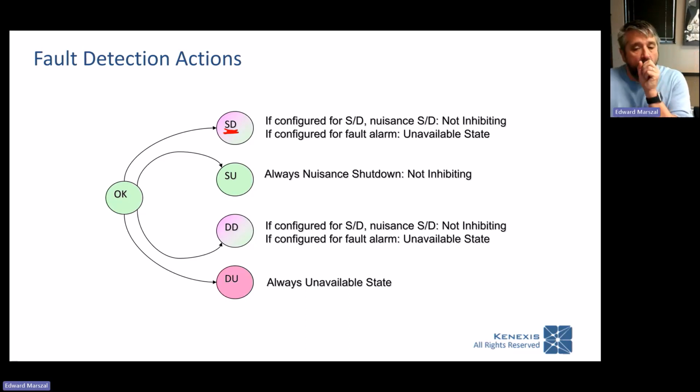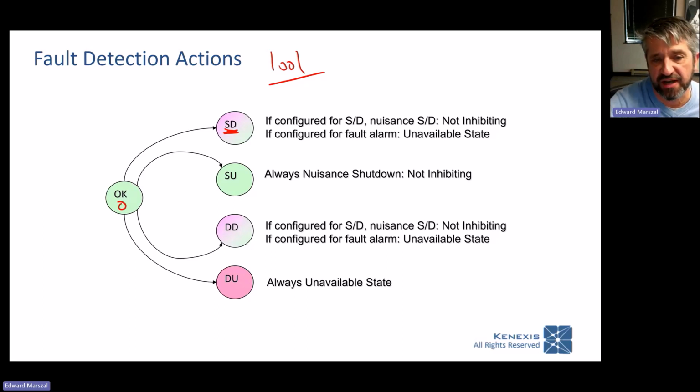What you're looking at here, those of you that are aficionados of SIL verification calculations, can see that I've drawn you a Markov model where I have my state 0 is an okay state, and this is for a 1 out of 1 device. I can fail to a safe detected state, I can fail to a safe undetected state, a dangerous detected, and a dangerous undetected. Now, you'll see that dangerous undetected is always red. It's always dangerous. I'm always unavailable. Your safe undetected means you're going to do a spurious trip. It's always going to be a nuisance shutdown. It's always going to be a spurious trip. It will never be a dangerous state.